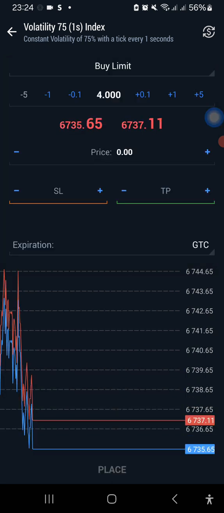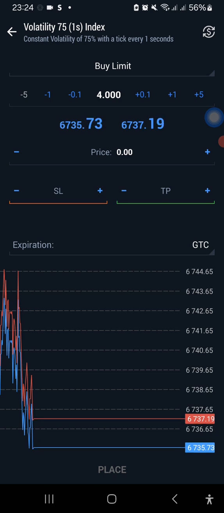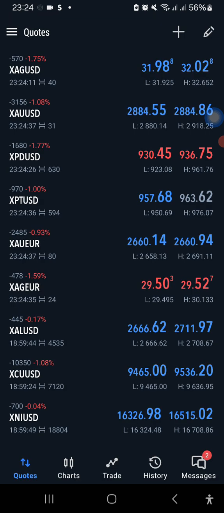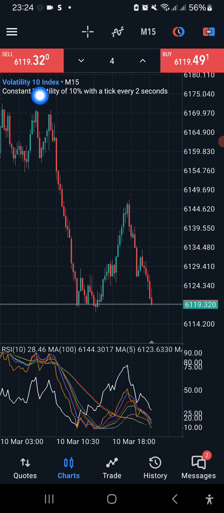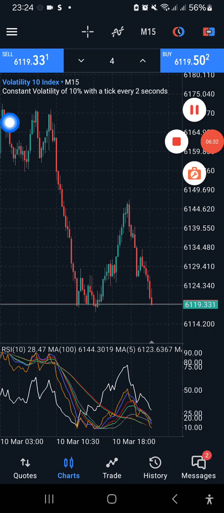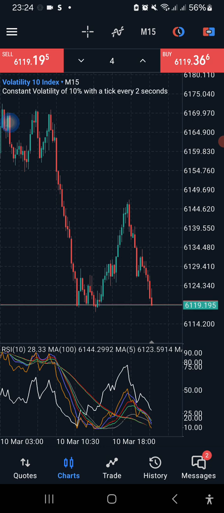So when you want to place a limit order, let me go back to the chart and explain it better to you. Okay, we are in VIX 10 now. VIX is the short form of volatility. That's why I'm using VIX always. So we are in VIX 10 now, and let's say this market is selling.